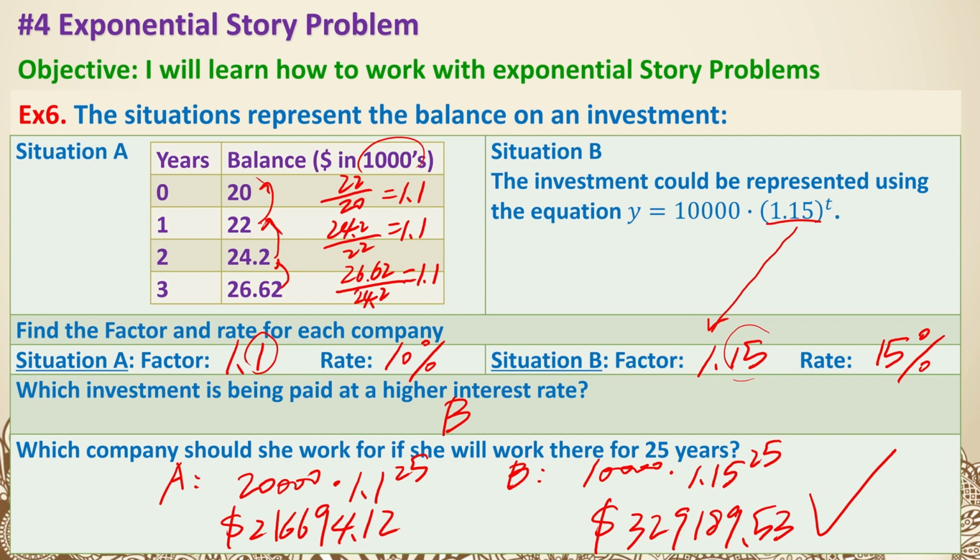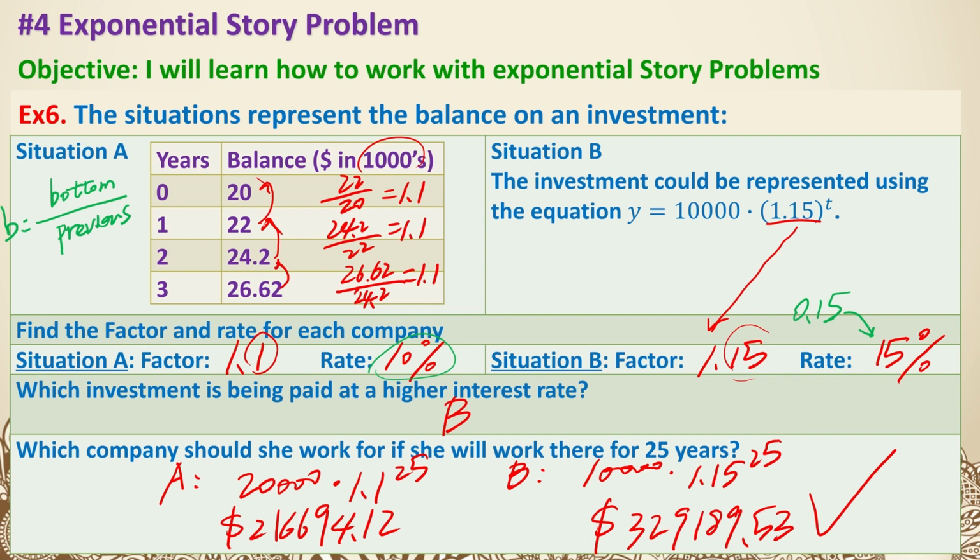First, you need to use the table, which is what we have learned. If you remember, it's going to be bottom divided by previous. That's how we calculate the factor. So after you do that, you're going to find out the factor is 1.1, which makes the rate 10%. In the second one, the equation is given, so 1.15 is going to be the factor, and it's 0.15 extra compared to 1. That's why the rate is 15%.